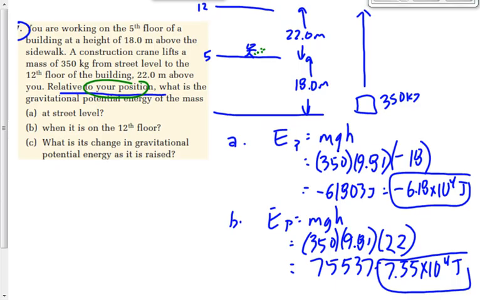C, what's the change in gravitational potential energy as it's raised? This doesn't sound hard. Well, we'll say delta E is equal to EF minus EI. EF is 75537, subtract 61803. Is that right?